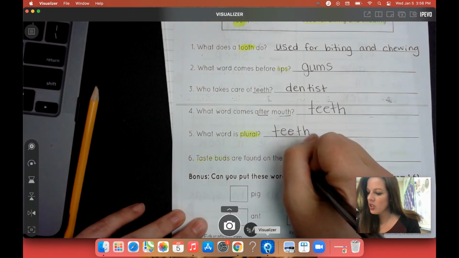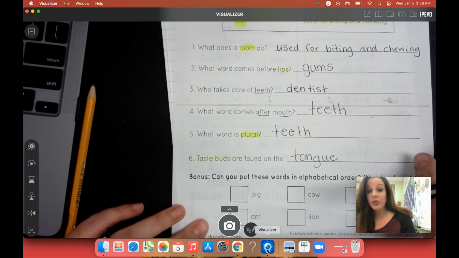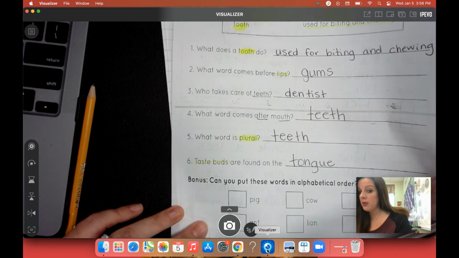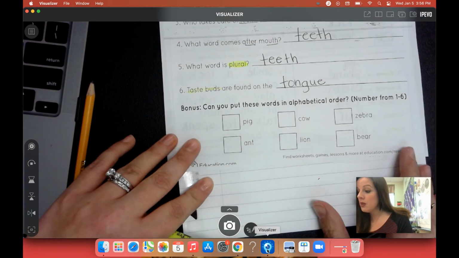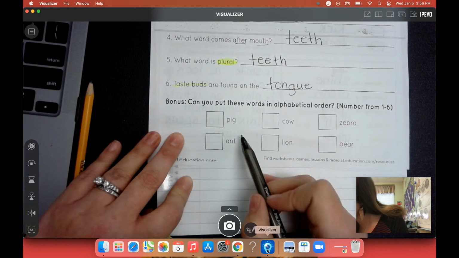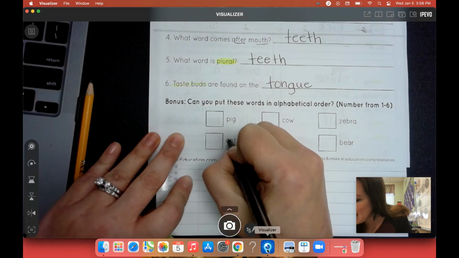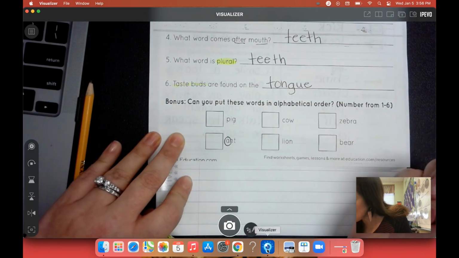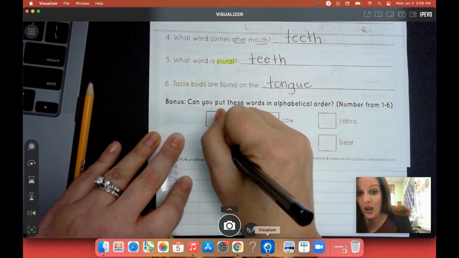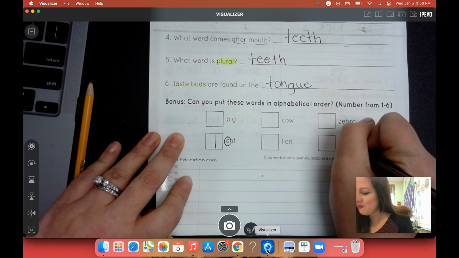Bonus. Can you put these words in alphabetical order? Yes, I can. Number them 1 through 6. All right, people. Here we go. Let's start with A. Do you see anything that starts with A? I see pig, cow, zebra, ant, lion, bear. Yes, it starts with A. Since nothing else starts with A, this is going to be number 1. What about B? Bear.